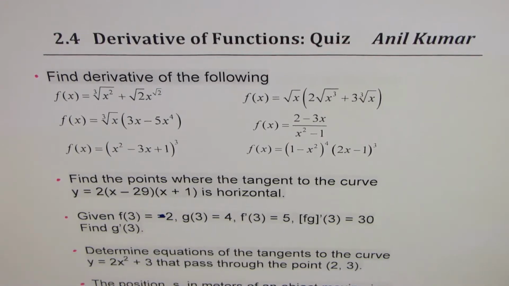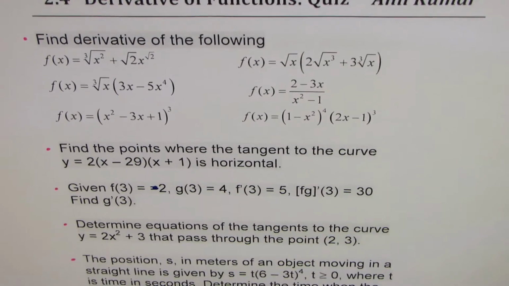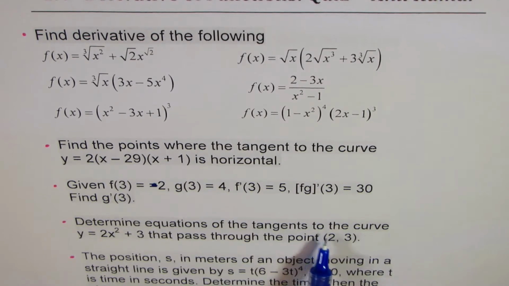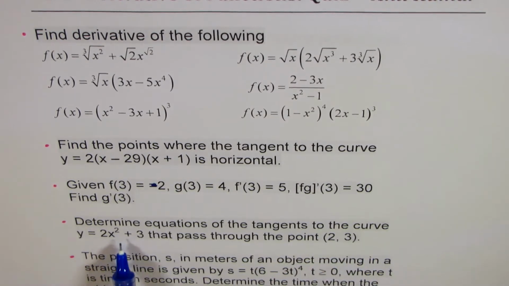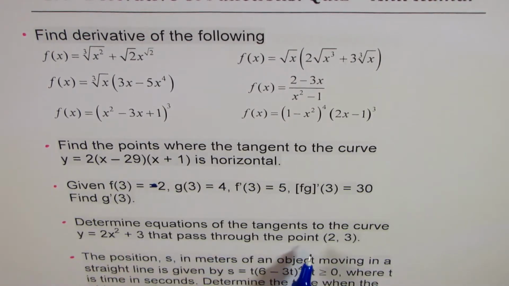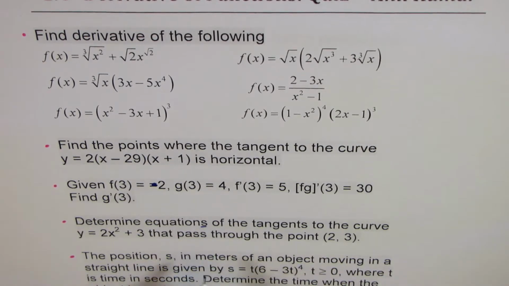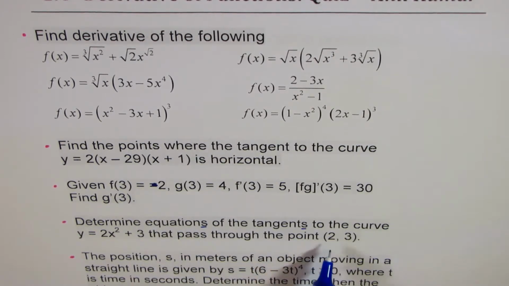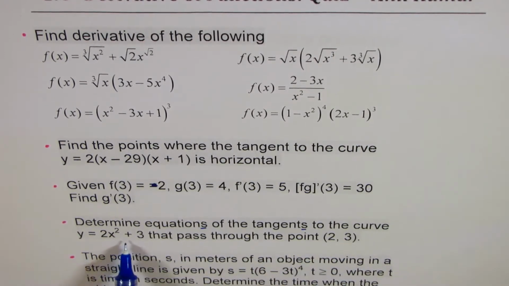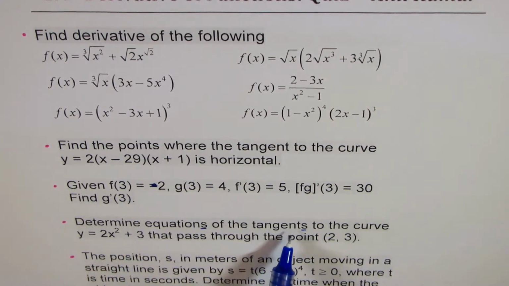Then the next question here is, determine equation of the tangents to the curve y equals 2x squared plus 3 that pass through the point 2, 3. Now it's important to understand whenever we write tangents, equations and tangents, then that point may not be on the function. So we are trying to find equation of tangents from an external point. Only then you can have more than one tangent, correct?